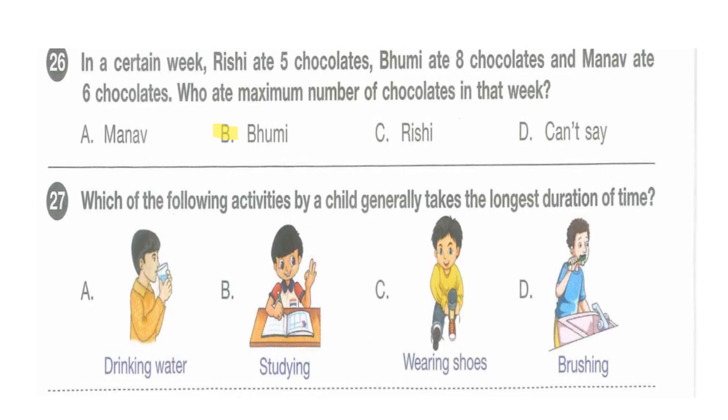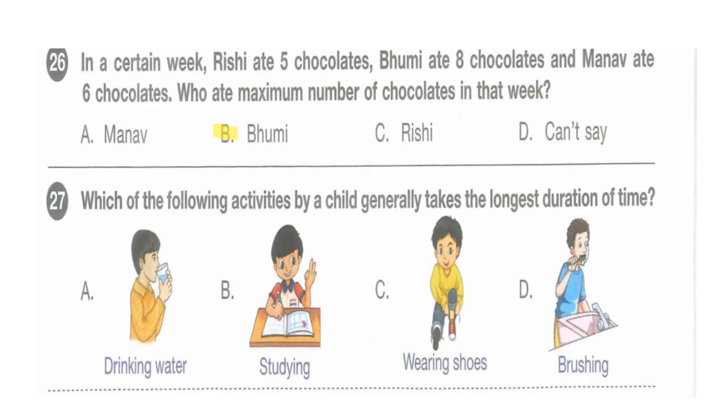From the question, it's very clear, right? So, who ate the maximum number of chocolates in that week? It's Bhumi. Bhumi ate 8 chocolates. Correct? So, Bhumi ate the maximum number of chocolates and the answer is option B. Let's move on to the next question.